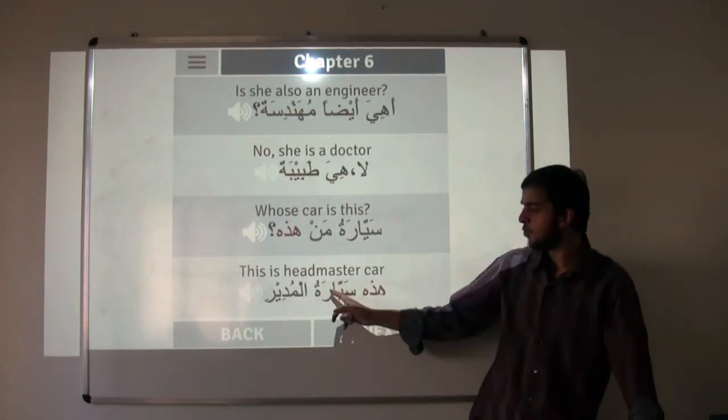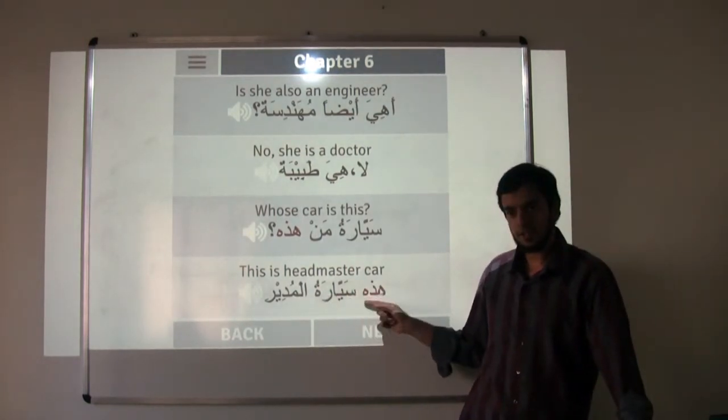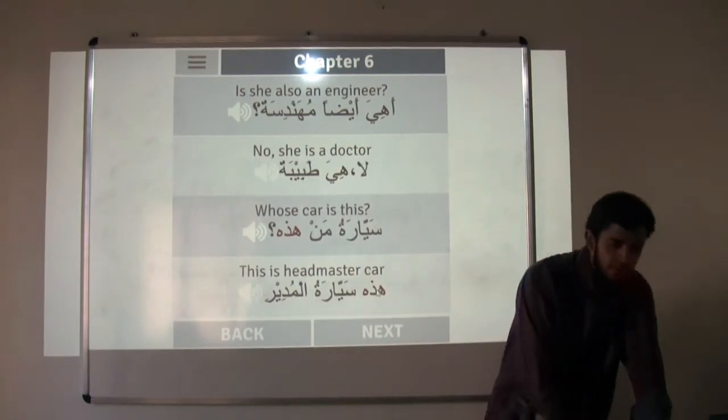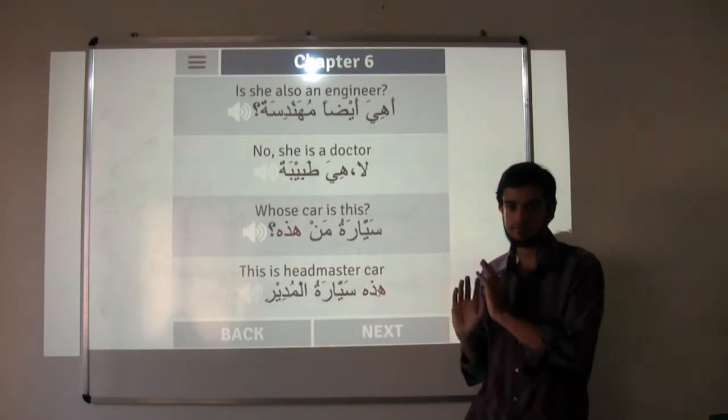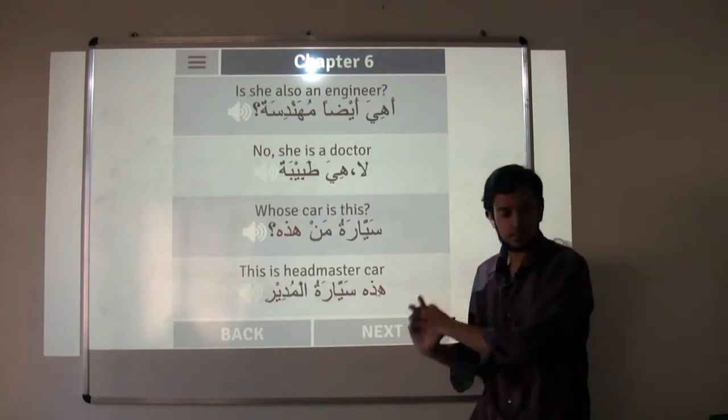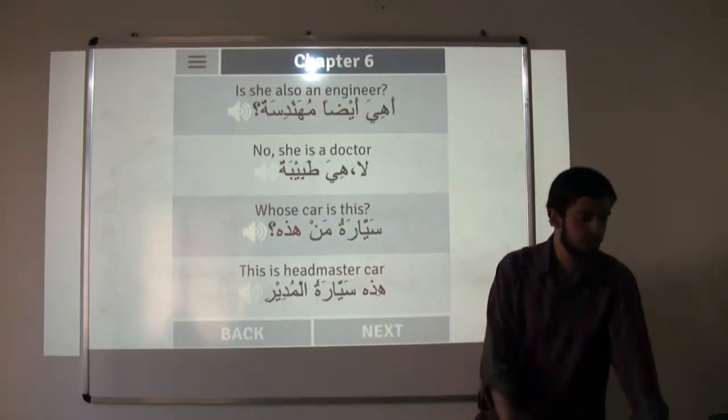So again, referring to feminine noun, we use hadihi. Okay, so hada, hadihi, huwa, hiya. Simple. Any doubts? So this is all the sixth chapter is about. That's it.